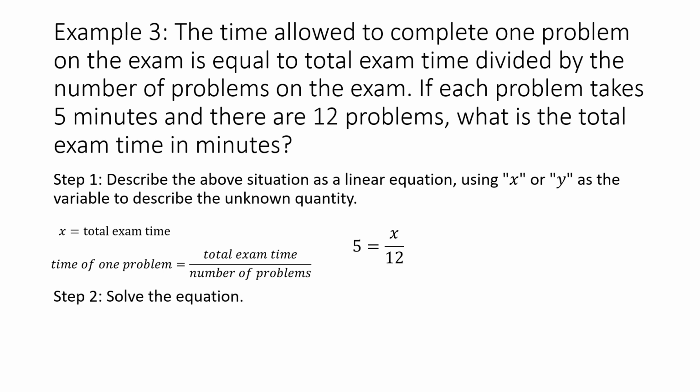Now, step 2, solve the equation. Here, the x and 12 are being divided. The opposite operation of division is multiplication. So to get rid of the 12, I'm going to have to multiply both sides by 12. And so x is going to equal 60 minutes. 12 times 5 gives me 60 minutes. So if I were to take the 60 minutes divided by the number of problems, which is 12, that tells me that 5 minutes is the time on one problem.